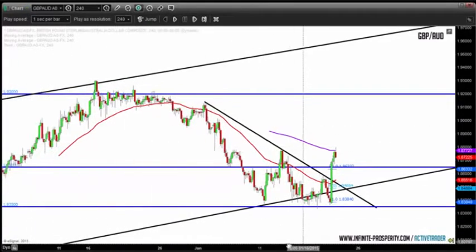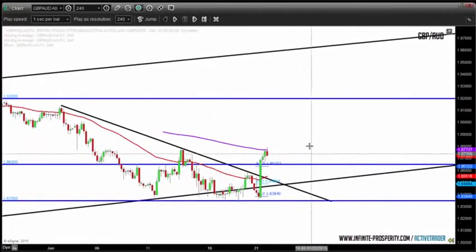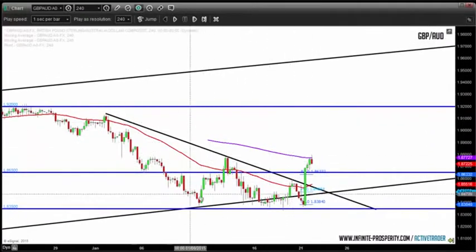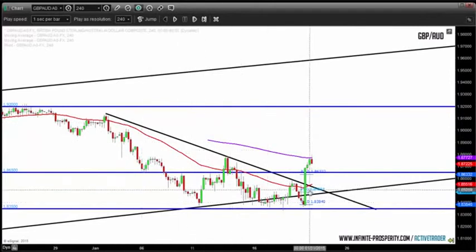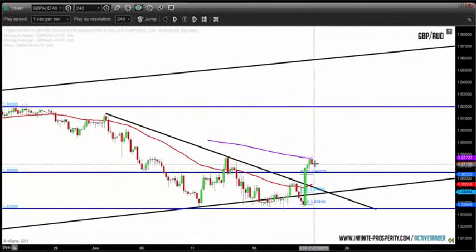Looking at these lower highs now, you can see we did break out of this pattern on the 21st with that large bullish engulfing candle as we broke the pattern of lower highs, breaking above this key resistive level of 1.86.5, as well as breaking above the daily 50 EMA and the 4-hour 50 EMA.